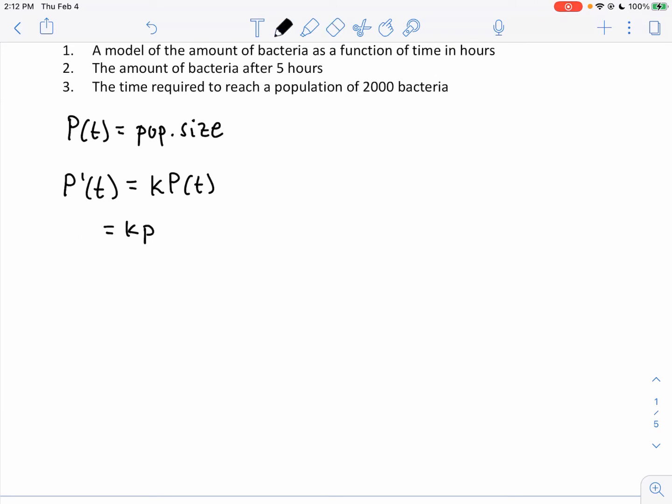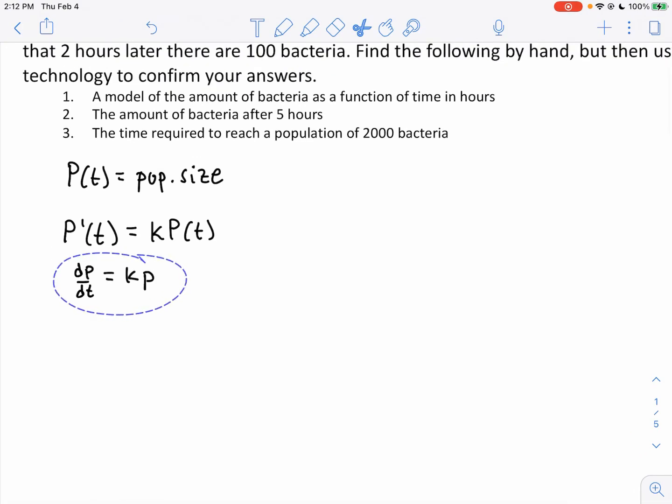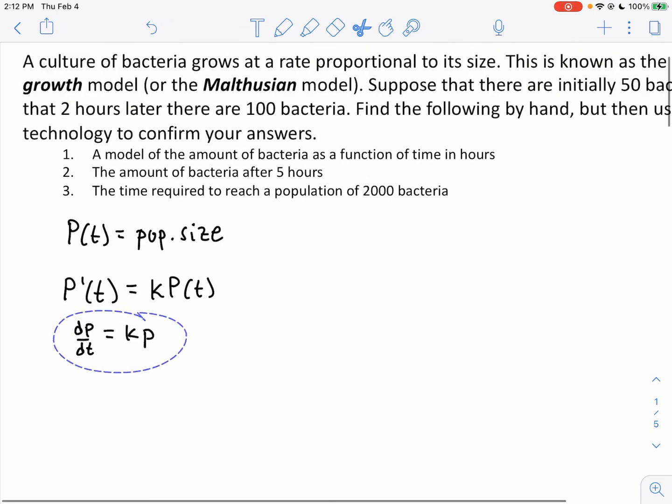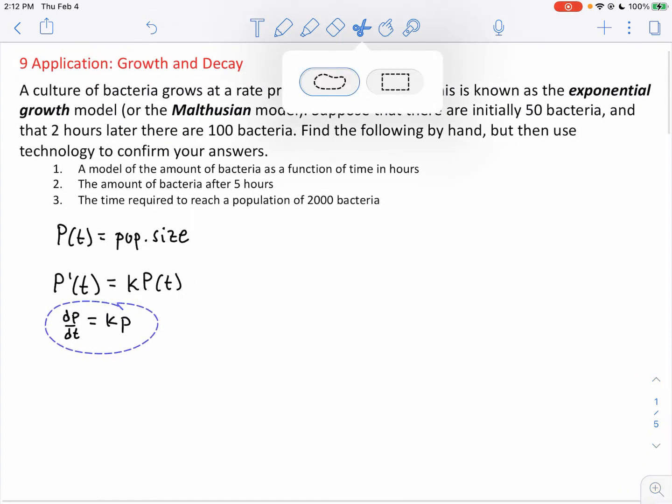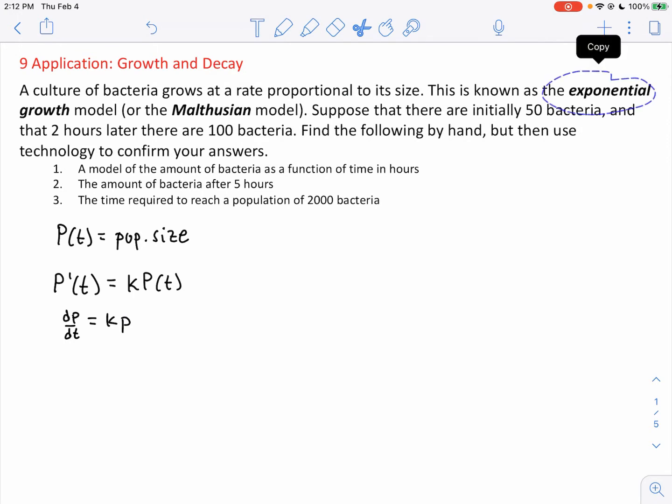You could also write that dP/dt and separate the variables. I'm going to divide by P and multiply by dt. Keep in mind that k is a constant. And this differential equation, by the way, dP/dt equals some constant times P, is called the exponential growth model. So the exponential growth model, or sometimes called the Malthusian model, you'll see that word in your homework.